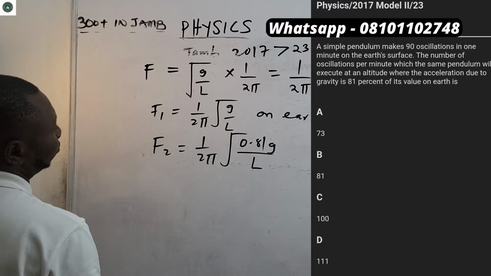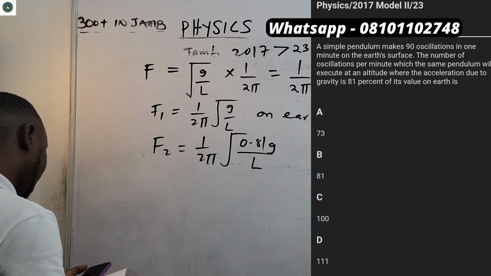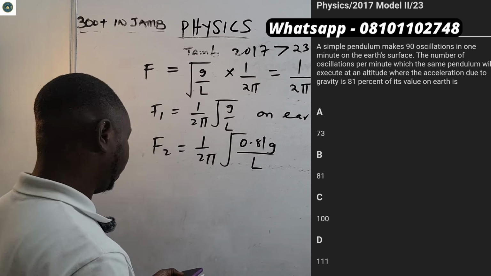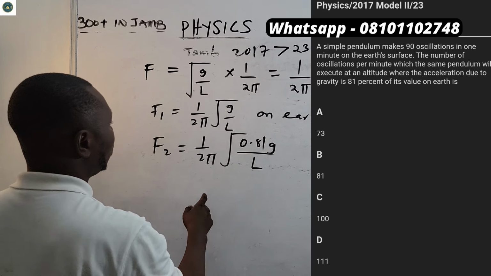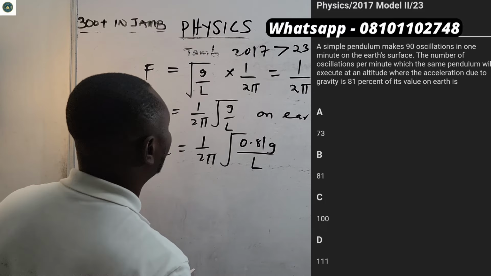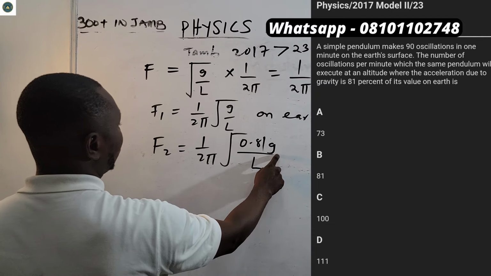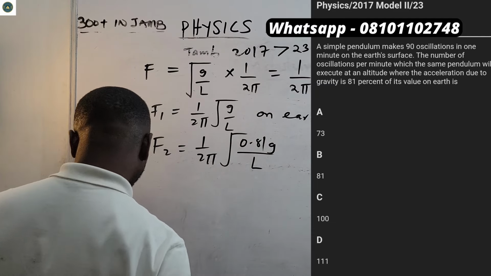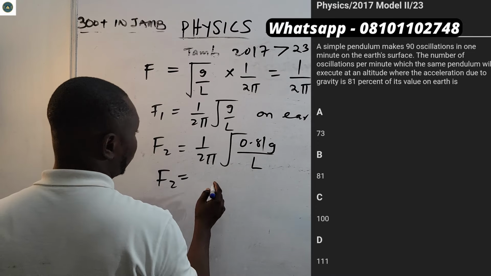So now we can divide equation 1 by equation 2. 1 over 2 pi will go. 1 over 2 pi will also go. And the square root will equally go. Our length will equally go. The G will equally go. We'll be left with F2. F2 is equal to what?